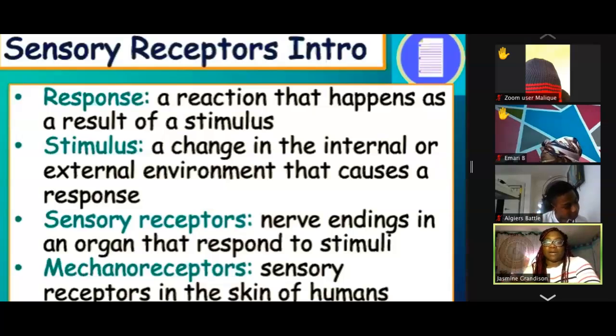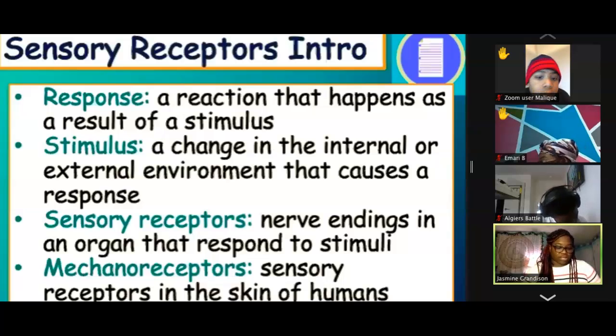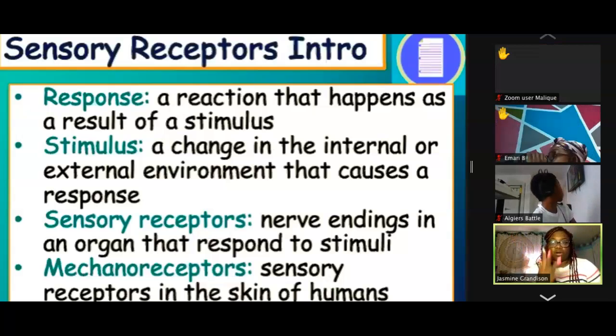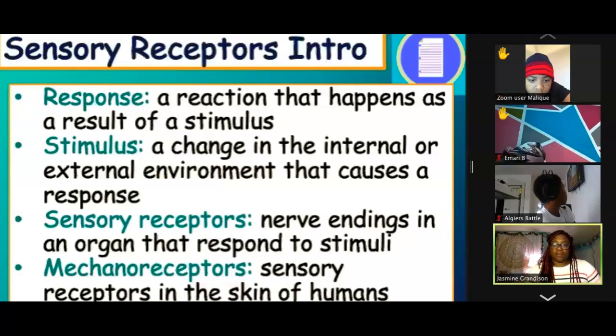Let's go back to our example about touching a hot stove. What is the stimulus that causes us to jerk our hand back? We touch the hot stove. What's the stimulus that causes the ouch? Or oh my god. Yes, Anthony.